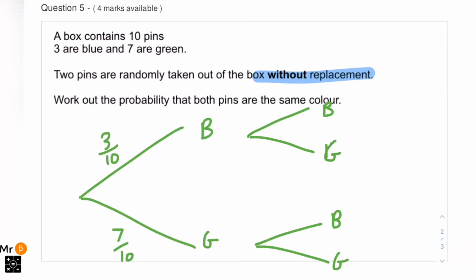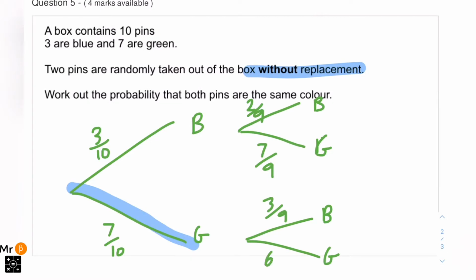If we picked a blue to begin with, so we're looking at this tree diagram here, there would only be 2 blues left and 1 less in total, and the amount of greens wouldn't change. If we picked a green to begin with, the amount of blues wouldn't change, however there's 1 less in the bag, and the amount of greens would be 1 less. Again, just like in all the questions so far, you can check that your probabilities add to 1 on each tree. They do in each tree, so therefore we can continue.